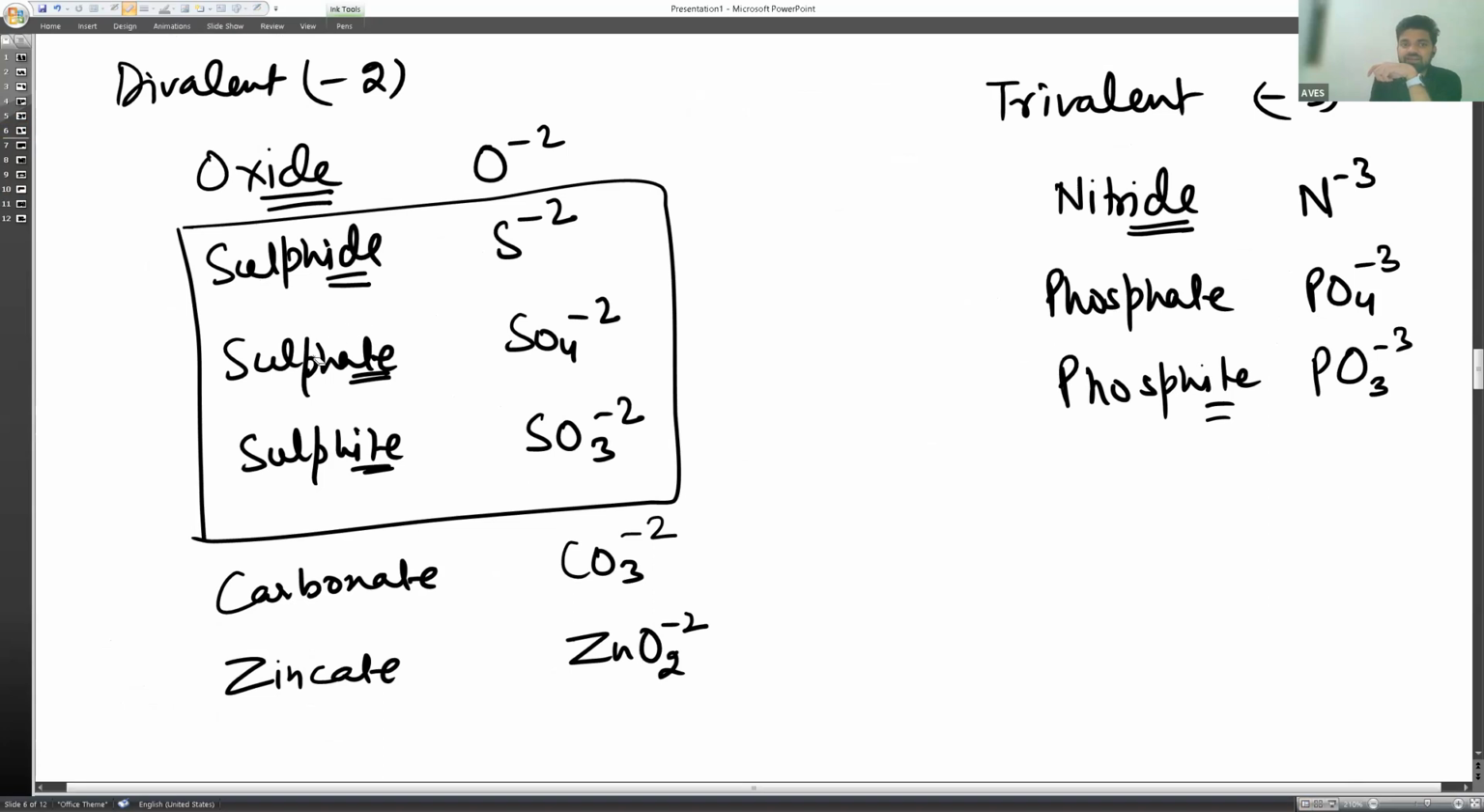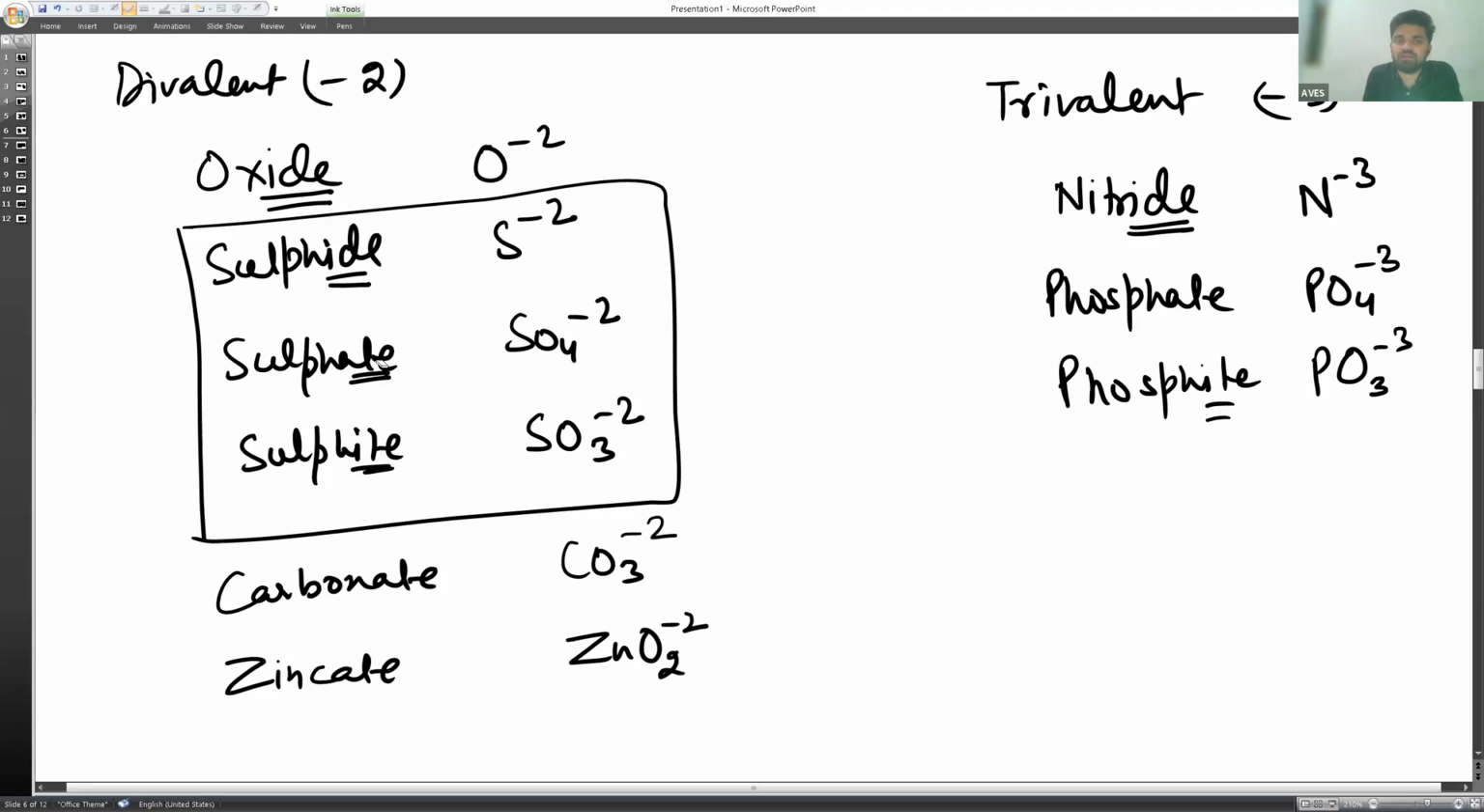Oxide, sulfide, sulfate. Just concentrate. Stop writing. IDE, if it is IDE, it is single sulfur. I told you IDE represents a single atom. So if it is IDE, it is a single atom. Okay, sulfide. Sulfate, ATE is SO4 here. And if ATE is SO4, then ITE will have one oxygen less.